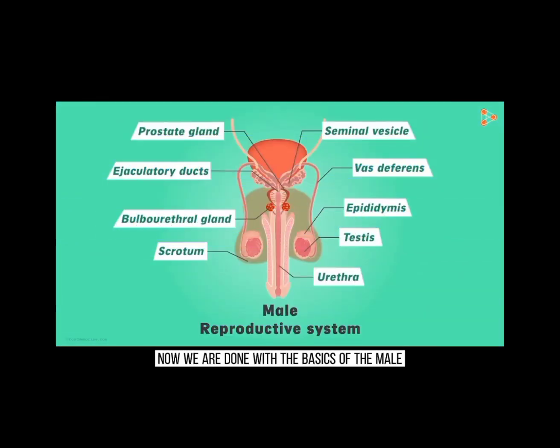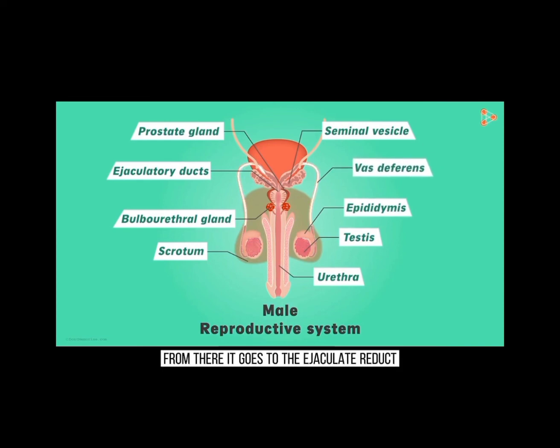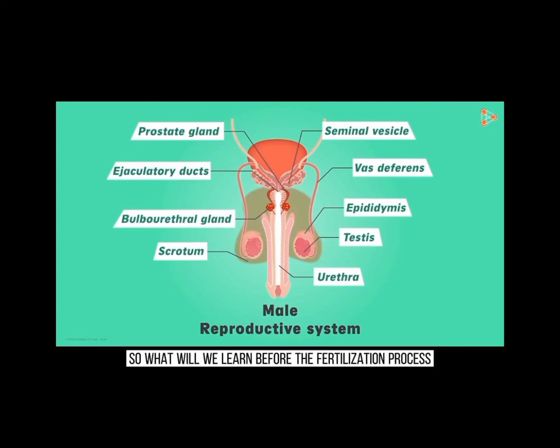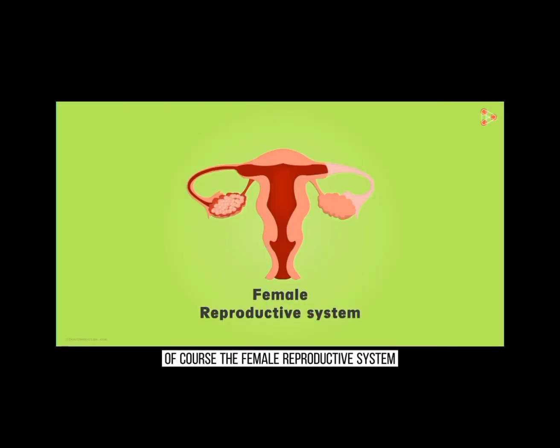Now we are done with the basics of the male reproductive system. Let me quickly recap the process we saw above. The sperms are produced by the testes. The mass of coils called the epididymis carries the sperms to the vas deferens, which is a long coil. From there, it goes to the ejaculatory duct where it gets mixed with nourishing fluids. From there, it reaches the urethra. And after the secretion from the Cowper's gland, the formation of semen is complete. So what will we learn before the fertilization process? Of course, the female reproductive system. Do watch our next video to learn more about it.